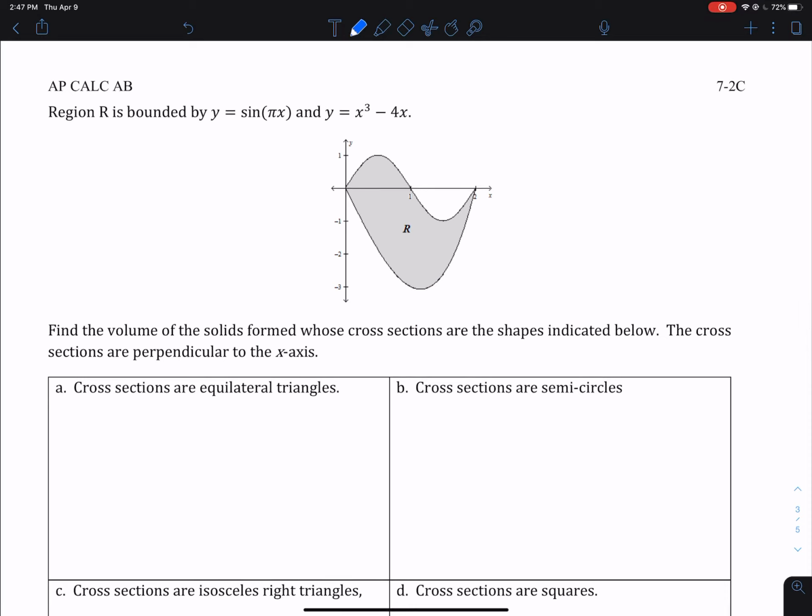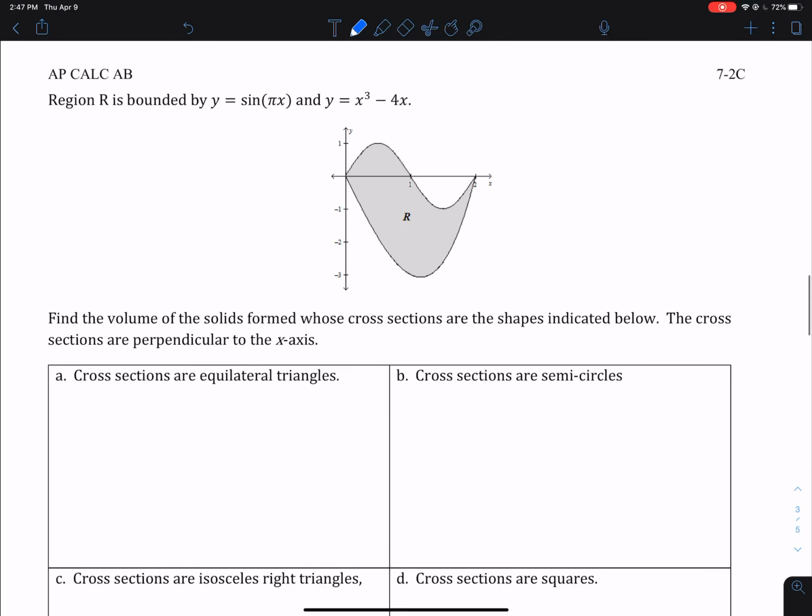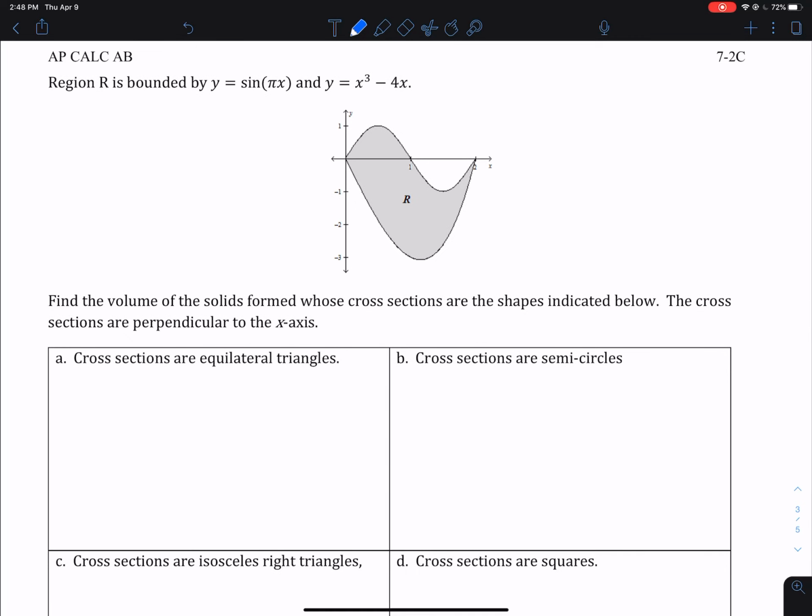Let's do this question. Find the volume of the solid formed whose cross-sections are the shapes indicated below. The cross-sections are perpendicular to the x-axis. Meaning, if we're doing equilateral, actually let me do a square. It's probably going to be the easiest. The cross-section for the square is going to be like this. Okay, so when it's smaller, those will be smaller. And if it's bigger, it'll be bigger, and so forth. Okay? So that's for the square, but let's do question A.